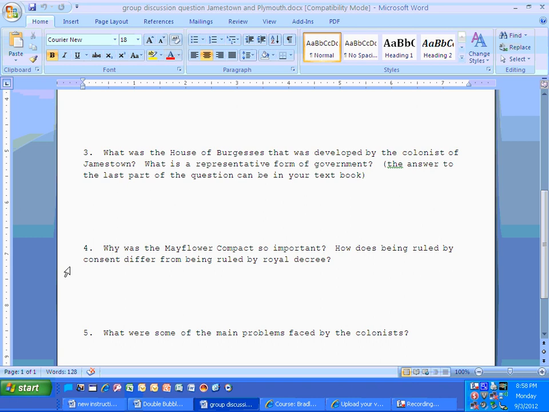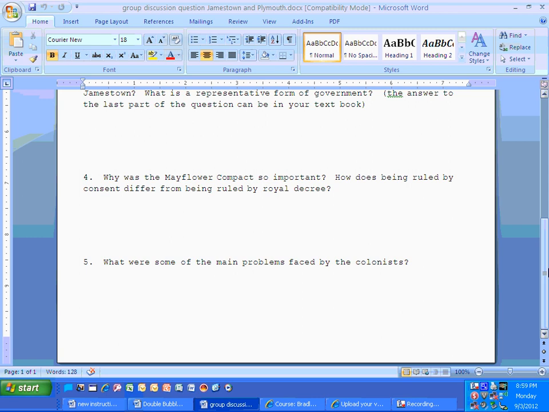When we're talking about being ruled by consent, we're talking about being ruled by having a choice. You consent to the government, you consent to the rules, you get to vote, you have a voice. But over here, when we're talking about being ruled by royal decree, we're talking about whatever the king says goes, whatever the queen says goes. This is royal decree. They write it up and you have to follow it, and you don't get a choice in the matter. And I want you to look at those things and tell me how it's different.